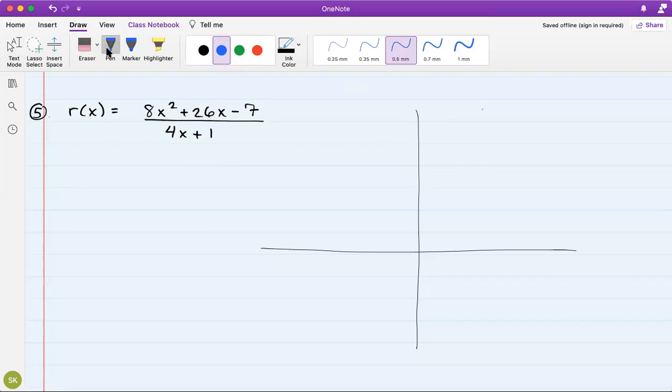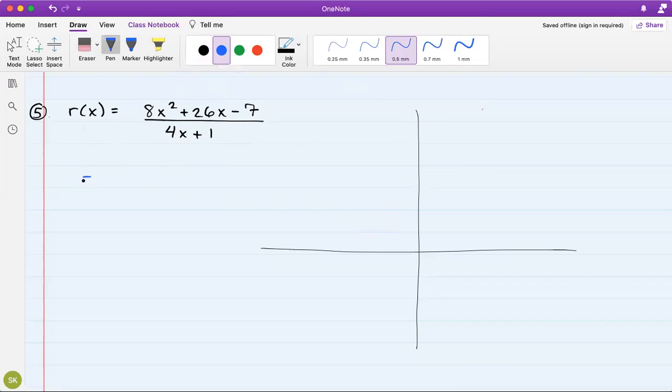We're going to look at two more problems that involve rational functions and graphing. So here's the first problem. R of x is equal to 8x squared plus 26x minus 7 divided by 4x plus 1. We're going to graph this. And if you remember from the last video, we had 4 basic steps to graphing this.